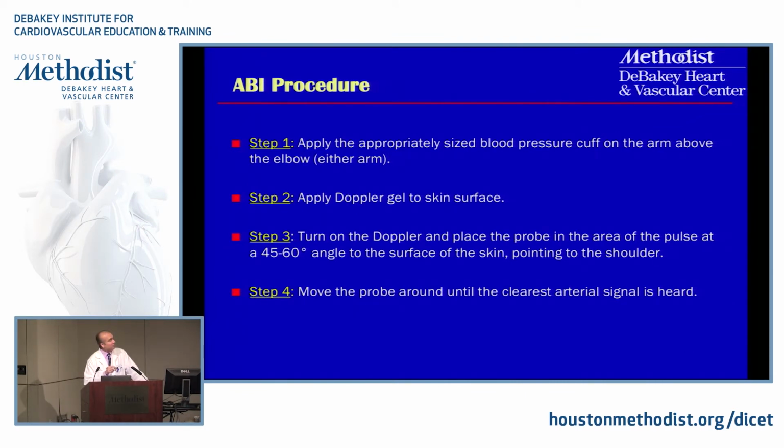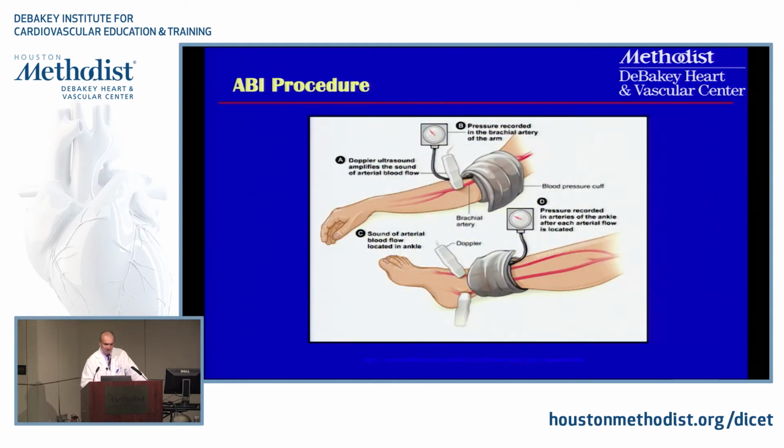It's important for the Doppler, make sure you apply gel to the surface so you get a good Doppler signal. And then you want to turn the Doppler probe so that it's about a 45 to 60 degree angle with the surface of the skin. And then make sure you move the probe around until you find the location where you get the clearest arterial signal. And this is actually showing you how it would be done.